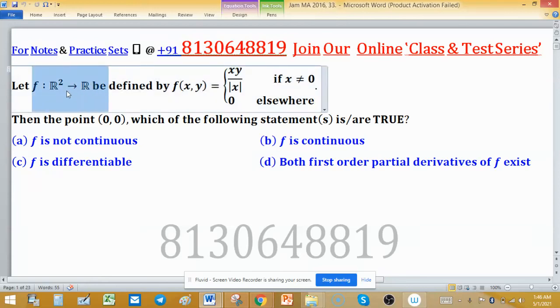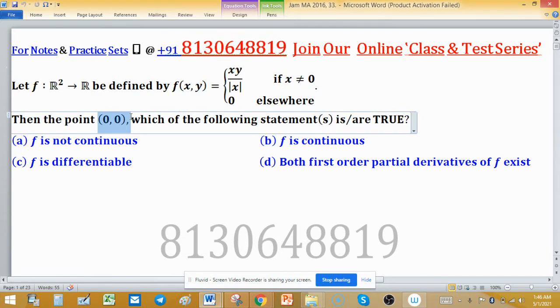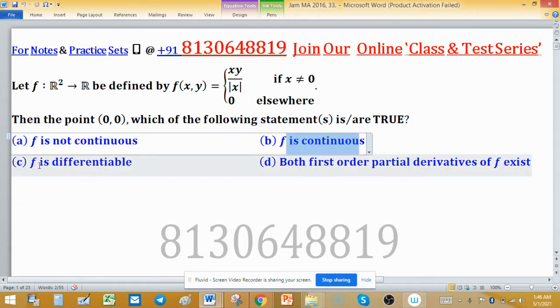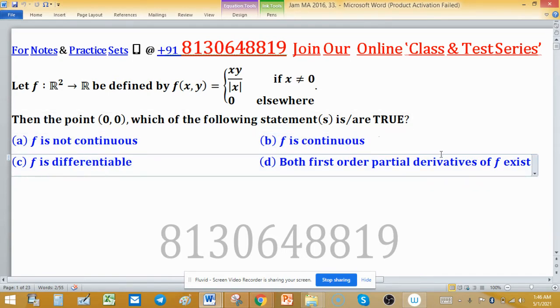Let f be a function from R square to R defined by this structure. At the point (0, 0), which of the following statements are true? First option: f is not continuous. Second option: f is continuous. Another option: f is differentiable. Another: both partial derivatives of f exist.